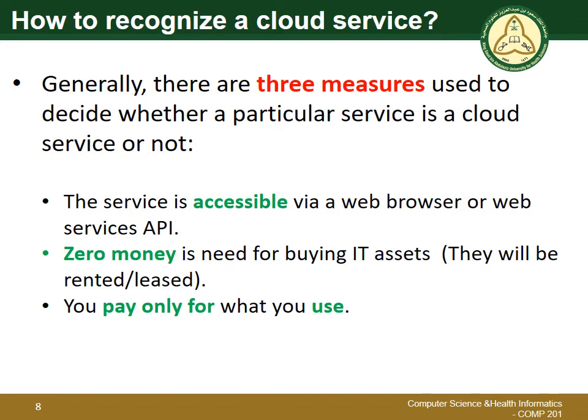The second measure is that zero money is needed for buying IT assets. They will be rented or leased. So you don't need to buy the services upfront. You just rent the service. You subscribe to it monthly, yearly, and so on. Sometimes I see students subscribe to 4D Anatomy, and this is a cloud service that gives you 3D anatomy models to study and understand. But you have to pay for it every year or every month.